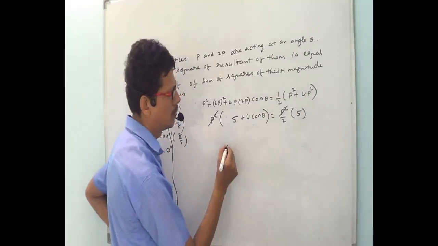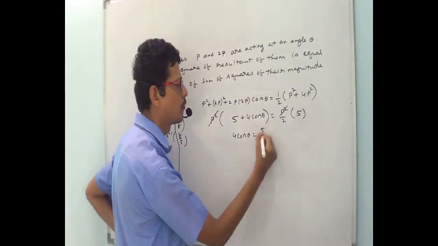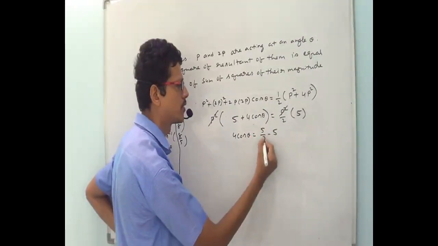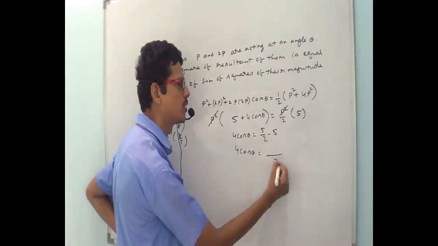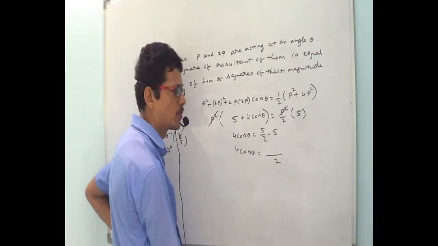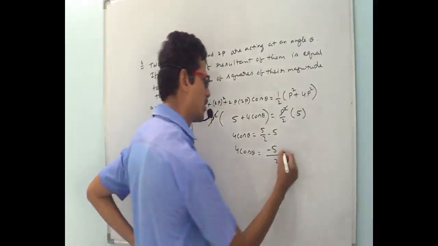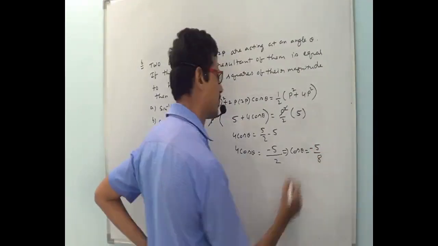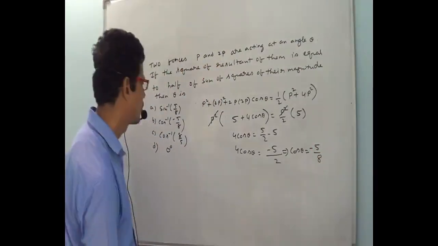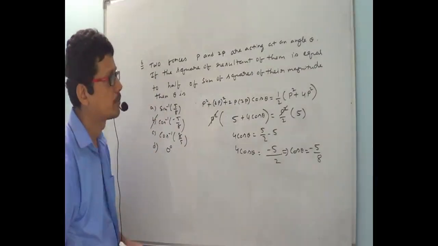Right. And 4 cos theta is nothing but 5 by 2 minus 5. 4 cos theta, what is the LCM here? 2 is the LCM. So minus 10 minus 5. Minus 5 you got. That means cos theta is equal to minus 5 by 8, and theta is cos inverse of minus 5 by 8. This is the answer. Okay, note down this.